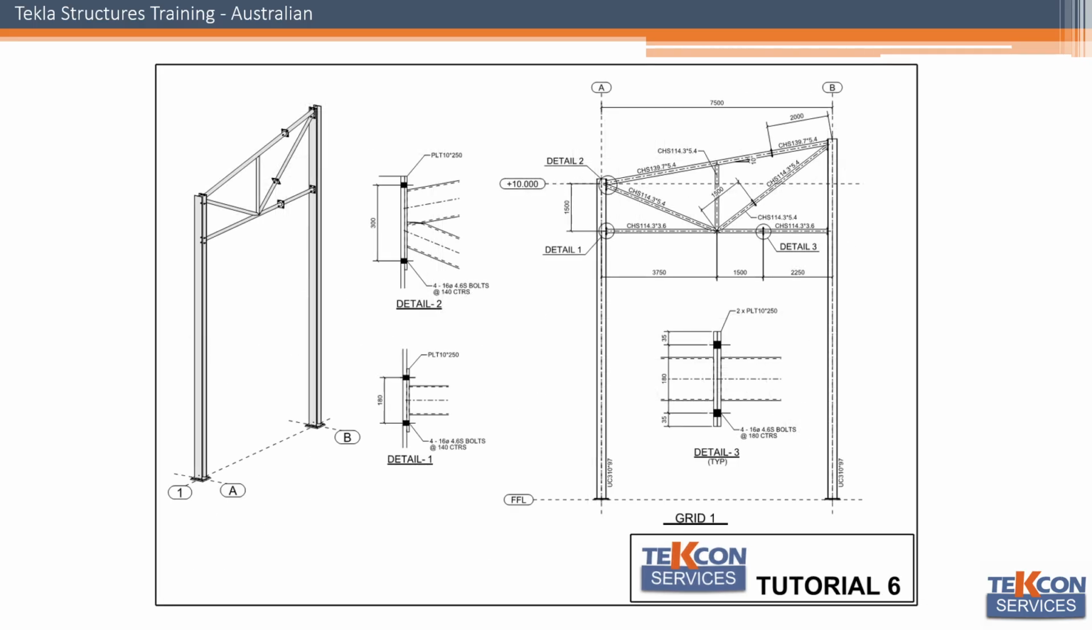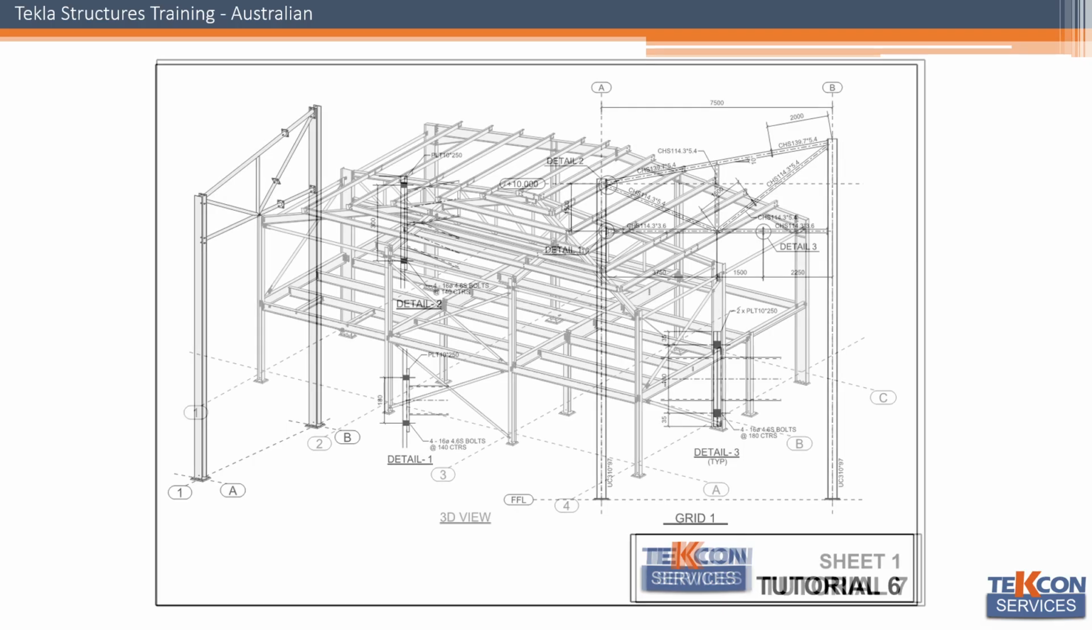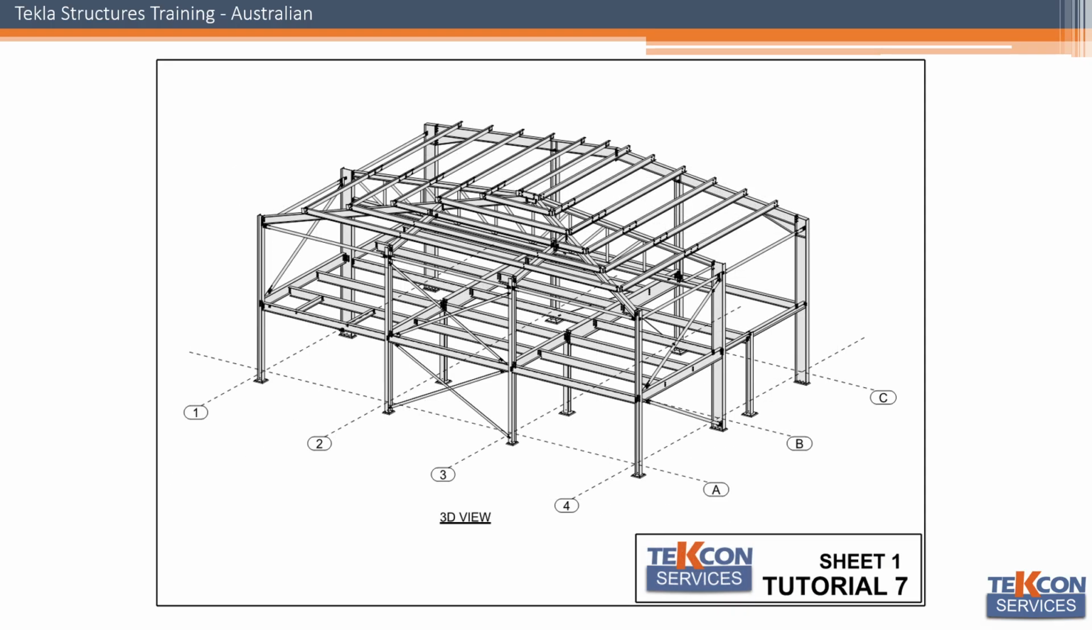In Tutorial 6, we tackle a pipe truss. You'll learn how to model and connect circular members, apply wraparound cuts, and add splices. We finish this tutorial by creating an unwrapped drawing of a pipe. By now, you'll have the core modeling skills you need. Tutorial 7 puts those skills to the test.